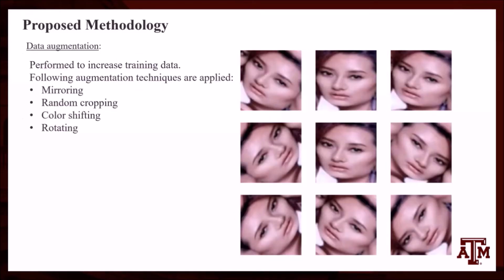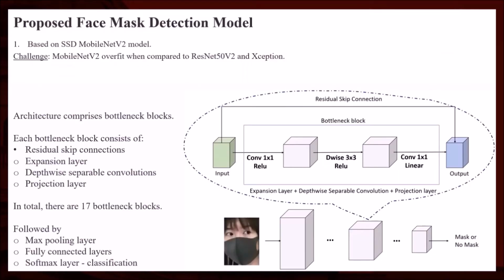We have used data augmentation techniques like mirroring, random cropping, color shifting, and rotation in order to increase the number of images that we use in the training images. Now, the proposed face mask detection model is based on the SSD MobileNet V2 model. And the problem with the MobileNet V2 model is that it overfits when compared to ResNet50 V2 and Xception.